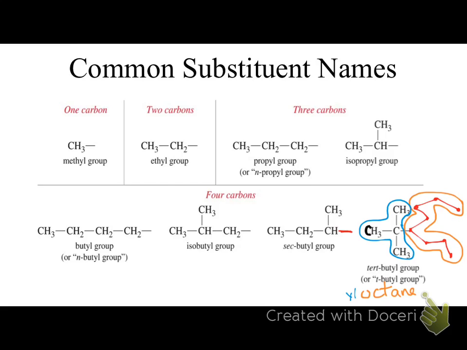Okay. What was I doing? Butyl? Butyl. You might also see T-butyl. In fact, that's probably T-butyl instead of the tert-butyl. Where was that T-butyl group?